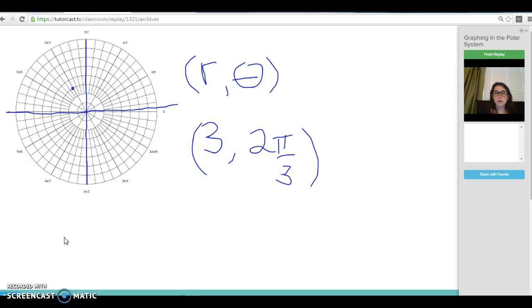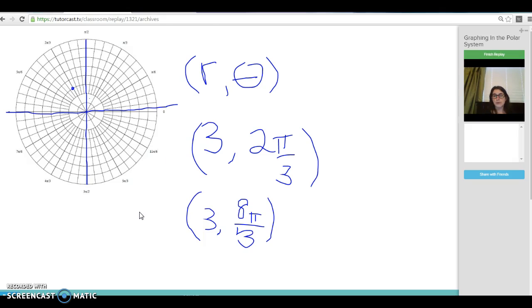So one neat thing about polar coordinates is that they can be represented in more than one way. Another way I could write the same point would be 3, and then I could add 2 pi to my angle and get all the way around the unit circle again. So if I do that, I'll have 8 pi over 3. Let's fix that 3 up a little bit. There it is.